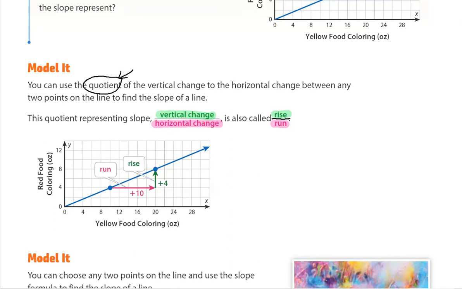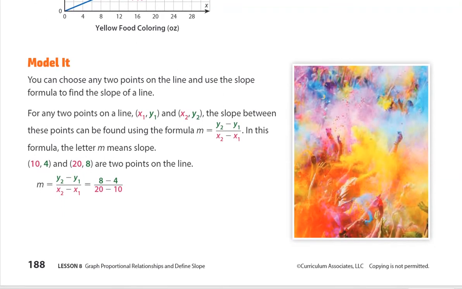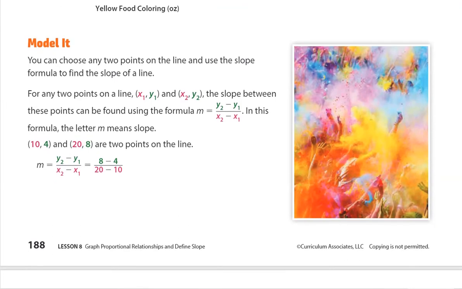Remember, quotient means answer to a division problem. If you don't have that memorized, write it down as many times as you can until it burns itself into your brain. Quotient means answer to a division problem. And a fraction is another way to write a division problem. So there we go. And this model it is the more proper way to find slope. Very proper.